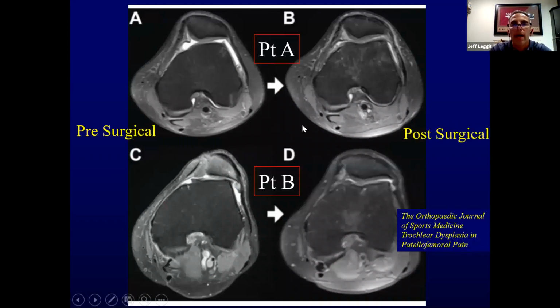The reason to do that is this may be somebody who would benefit from seeing your surgical colleagues. These are two different patients, pre-surgical, and you can see there's really no trochlea here. Then they had a trochlea that was carved out for them, and they went on to improve. So that's somebody that you may want to refer to your orthopedic surgeon because they had a dysplastic trochlea.